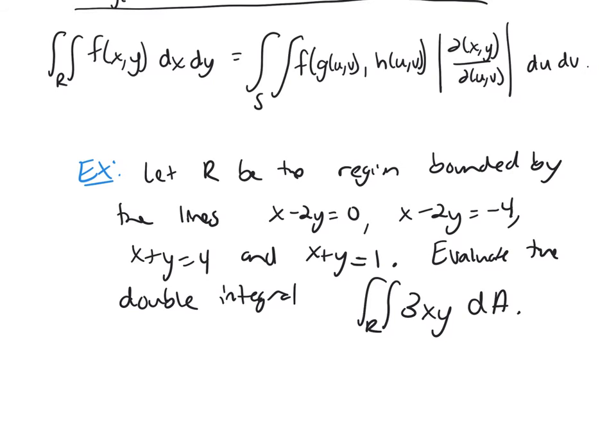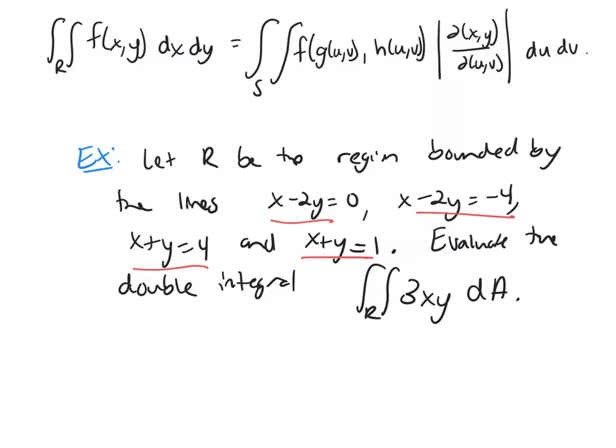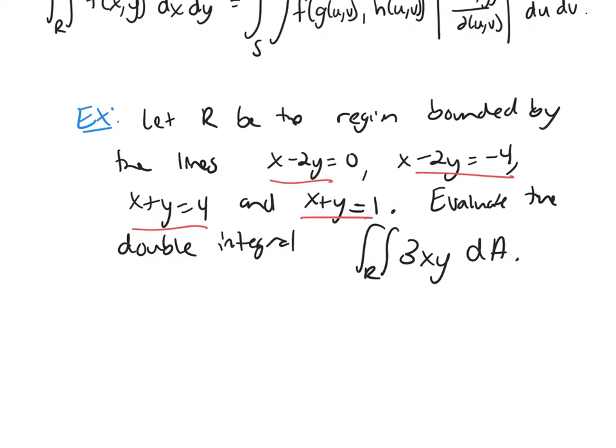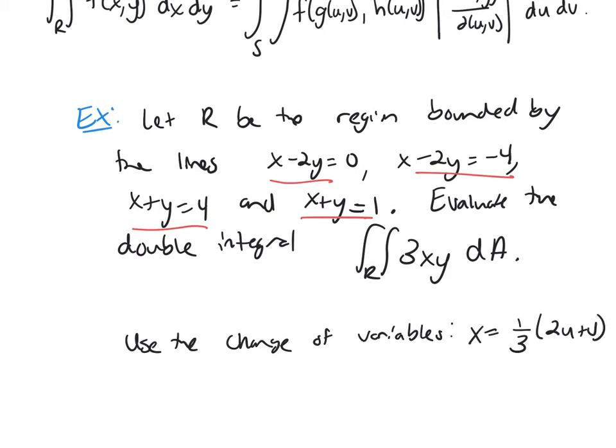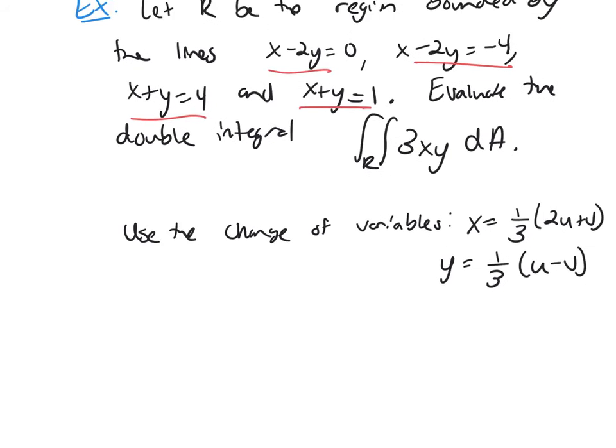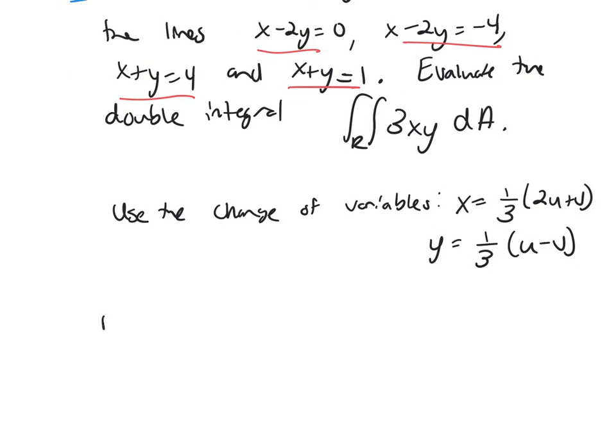So if you looked back at our last video, you would see that these 4 equations here were the equations that we had before. And so in our last video, we found that we should use the change of variables. What did we have? We had x was 1/3 (2u plus v), and y was 1/3 (u minus v). So we're going to need the Jacobian. So let's start there.